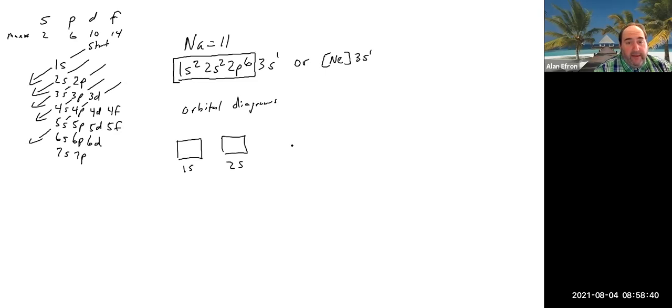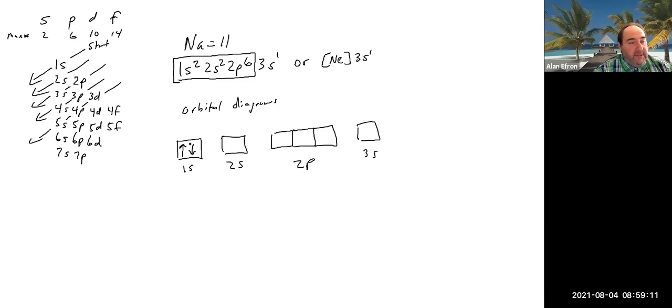And remember, when we get to our 2p here, we would need 3 boxes or 3 lines to represent our 2p orbitals. And then we would have a 3s orbital. Remember, there are rules as to how we put in our electrons. The first one always goes upwards, the second one always goes down. That is what is sometimes referred to as Pauli's exclusion rule.